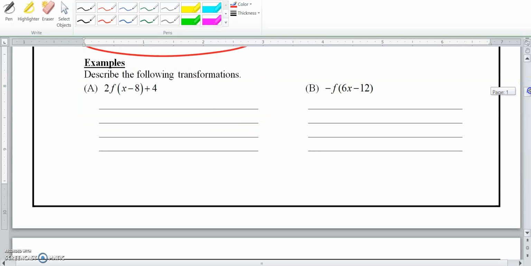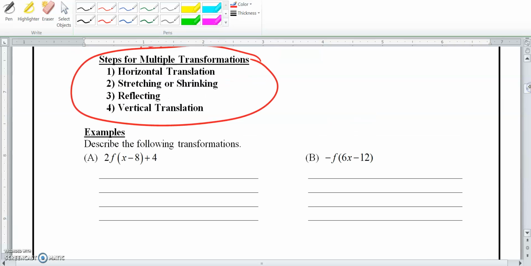So example 1 here, I'm going to leave it right there. As we go through and describe them, we're literally just going to write shifted left or stretched vertically by this. As we do that, the question might be, what order do we write our descriptors in? I would say follow the steps from up above for multiple transformations. You can describe them in any order you want, but it's helpful to put them in the order in which you would actually do the transformations, just to get your mind thinking about that order.